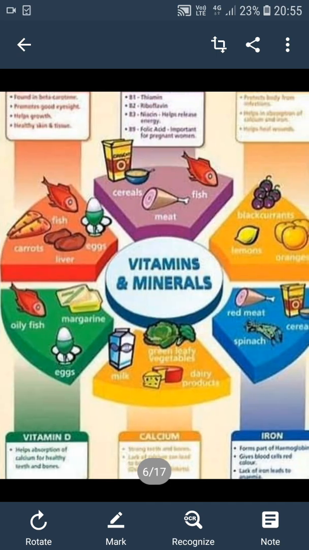Next, we'll proceed with vitamins and minerals. Vitamins help in normal growth and in maintaining the good health of our body. There are 13 known vitamins. See children, vitamins are classified into 2 types. One is fat soluble vitamins, the other one is water soluble vitamins. Examples of fat soluble vitamins are vitamin A, D, E and K. See, they remain as fat in our body for a long time. And also they are used when the body requires them.